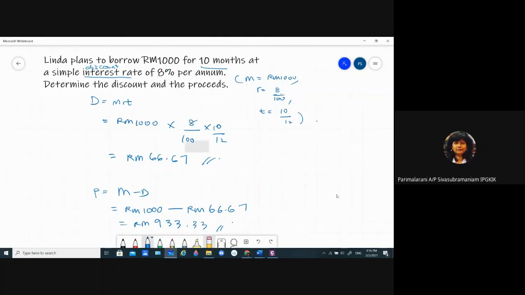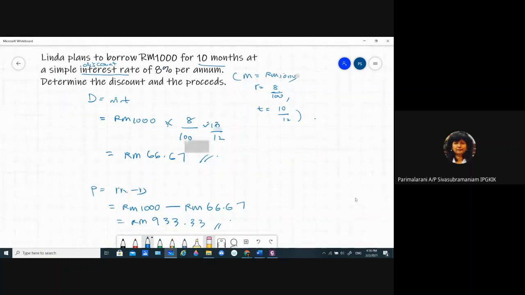Okay, so this is it. That means she actually planned to borrow 1,000, but she only gets 933 because the discount has been taken out. The money has been discounted. This is what we mean by simple discount. It's actually the same as simple interest. The calculations are all the same if you think about it. It's just the reverse.